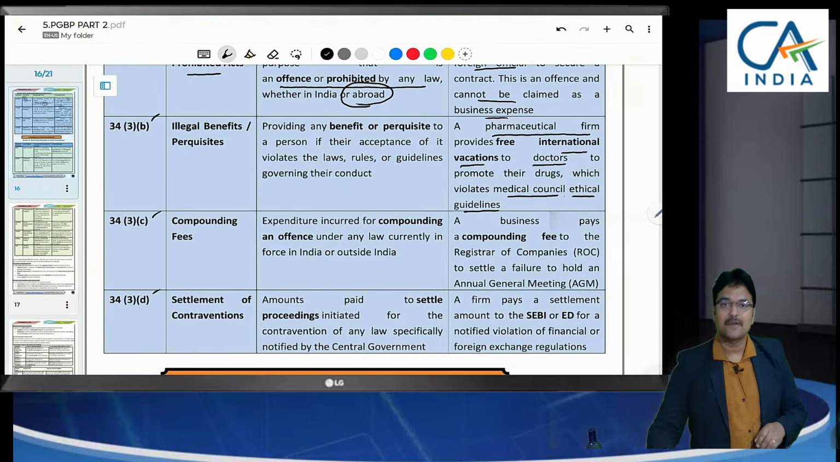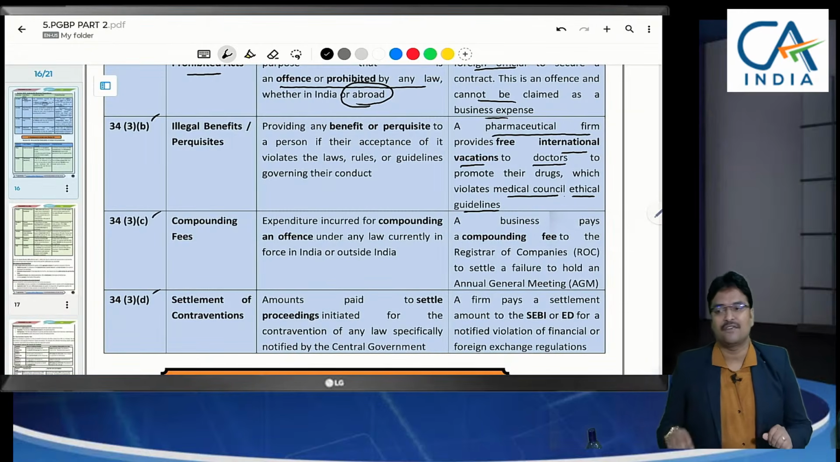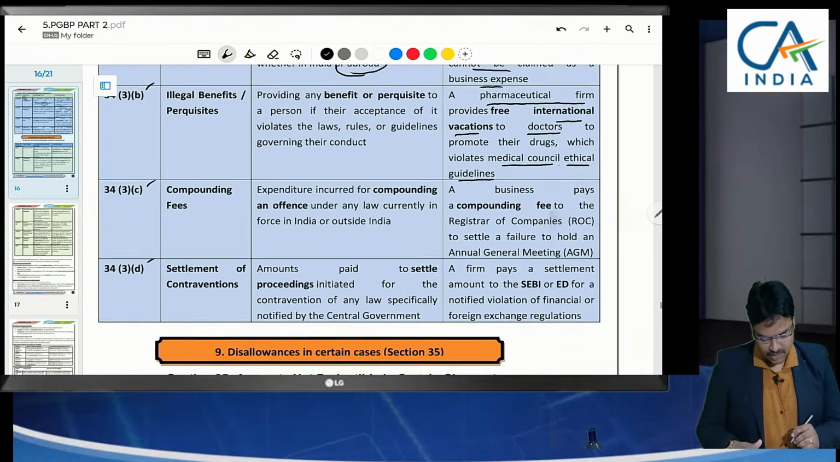Not only from your point of view, but for the person who is receiving that amount, if it is prohibited under any act, you cannot claim that expenditure. Very important thing, straightforward section. Next.